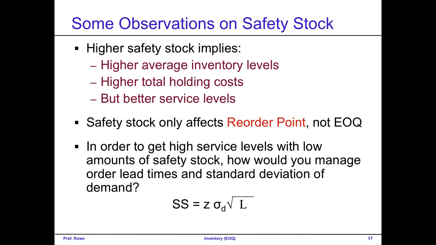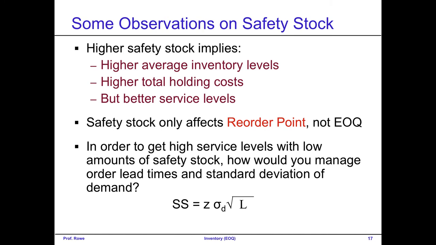Okay, so some observations from what we just looked at. Higher safety stock means we will be carrying a higher average inventory level, because our average inventory level now will be Q divided by 2 plus safety stock, which translates into higher total holding costs, but we'll have better service levels. So again, as a business, we have to decide if that's going to be worth it.